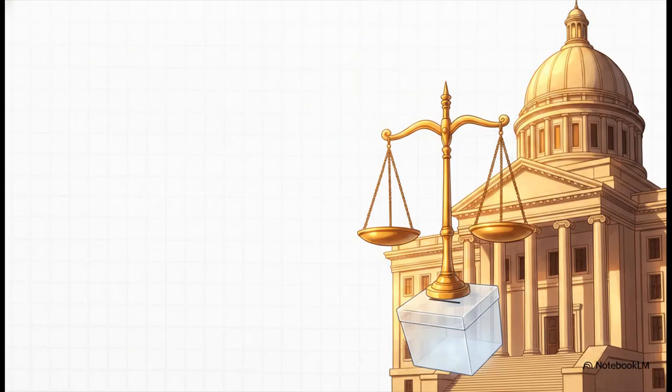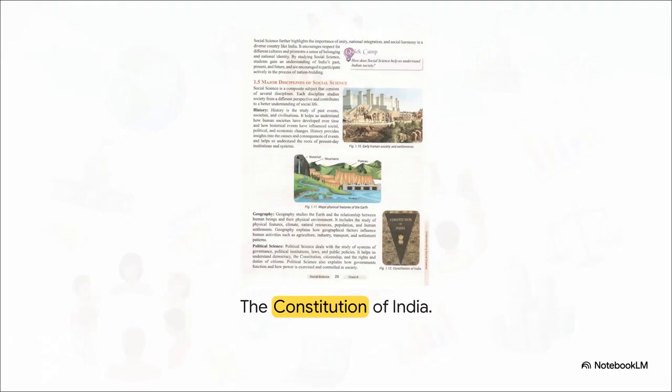Okay, so once people settle down on that geographic stage and build up a shared history, they inevitably have to figure out how to govern themselves. Enter our third lens, the lens of power, or political science. Political science deals with systems of governance, political institutions, laws, and public policies. This is the lens that helps us unpack democracy, the Constitution, citizenship, and our fundamental rights.